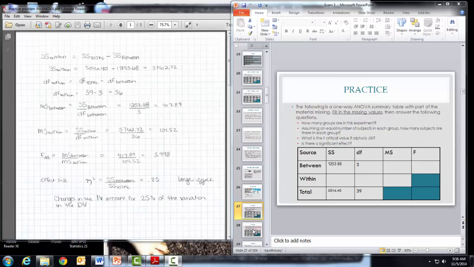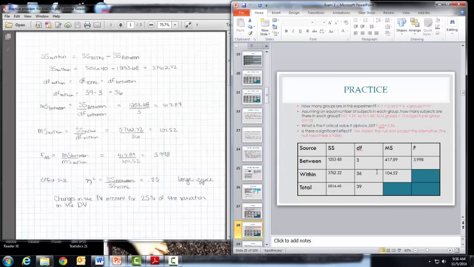Now I'm going to click to the next slide, because I've now filled in all of our calculations. We can see I've filled in those numbers here in our source table. Now that I have that, let's go back up to the questions at the top and begin to answer them. The first one asks, how many groups are in this experiment?